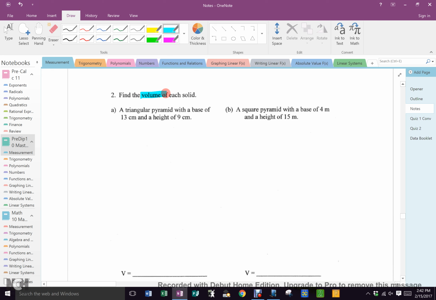Volume. Now this was a tricky one. So I'm going to do this the way I meant the question to be. Since it's a triangular pyramid, the bottom of the pyramid looks like this. The area of that, I need this is my h, 6.5. So h equals the square root of 13 squared minus 6.5 squared, which is 11.2.